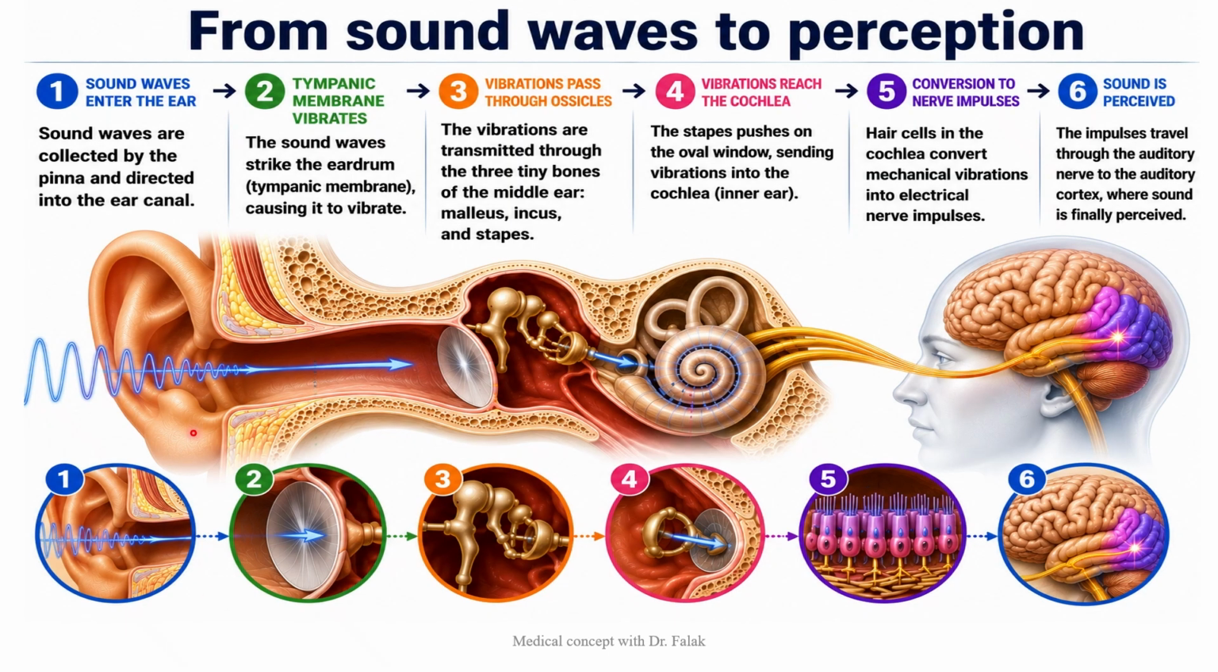So hearing begins when sound waves enter the external ear. These waves travel through the ear canal and strike the tympanic membrane, causing it to vibrate. These vibrations are then transmitted through the ossicles of the middle ear and reach the cochlea. Within the cochlea, these mechanical vibrations are converted into nerve impulses that travel through the auditory nerve to the auditory cortex, where the sound is finally perceived.